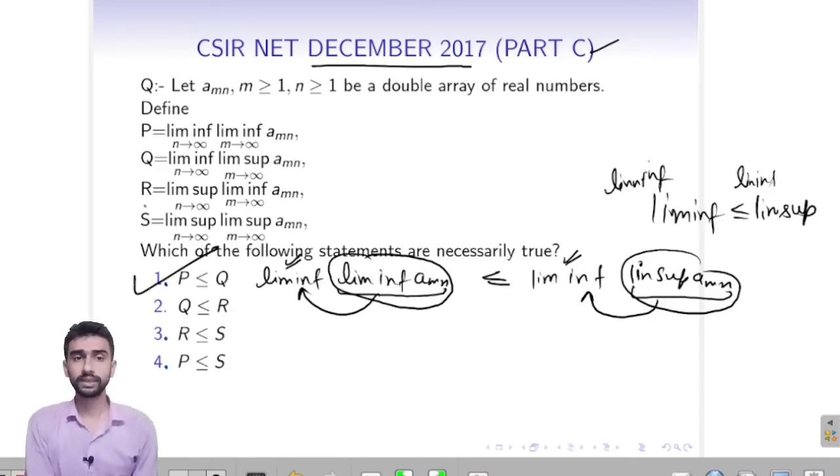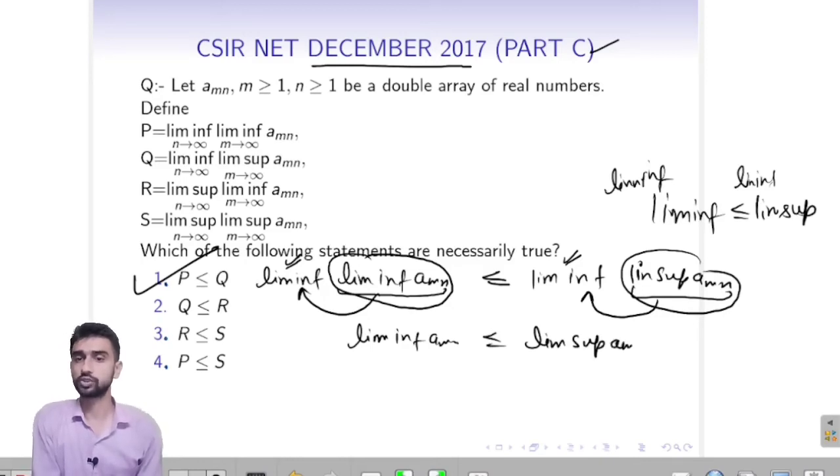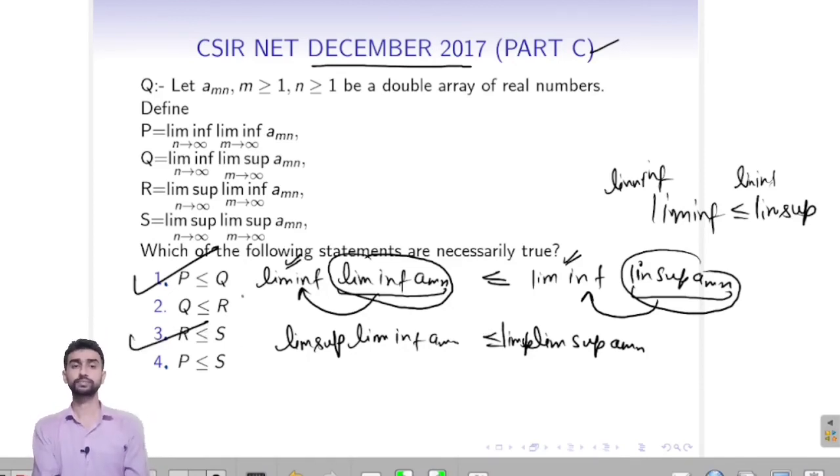The same thing is happening in the third option. You can see it is R. I am doing the third option first. We know that LimInf of a_mn is less than or equal to LimSup of a_mn. It is always true. So for this inequality, if on both sides you just take the LimSup, the inequality remains the same. So that's why option 3 is also correct.